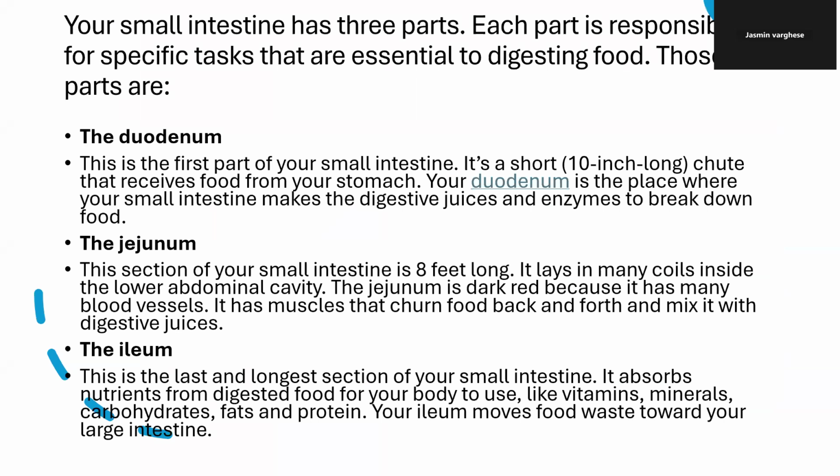Those parts are the duodenum. This is the first part of your small intestine. It is a short, 10-inch long tube that receives food from your stomach. Your duodenum is the place where your small intestine makes the digestive juices and enzymes to break down the food.